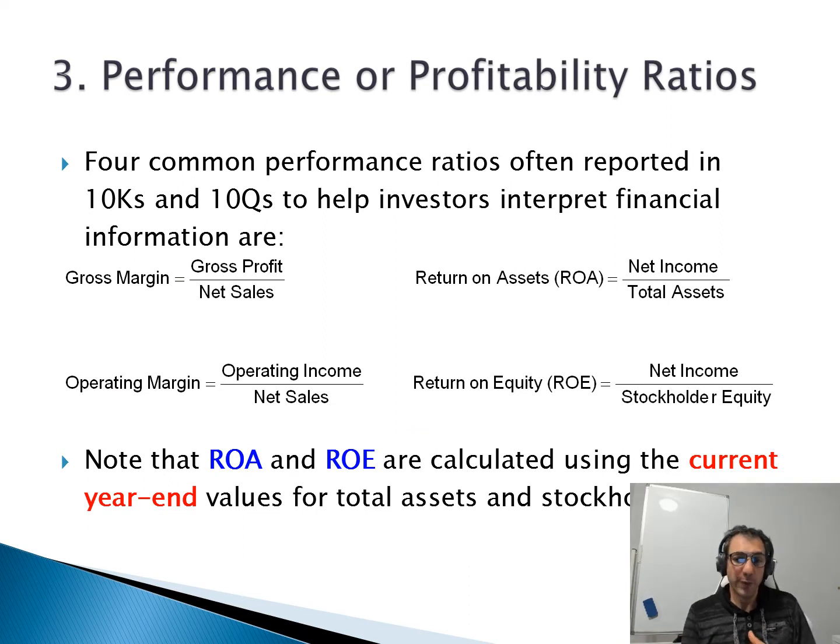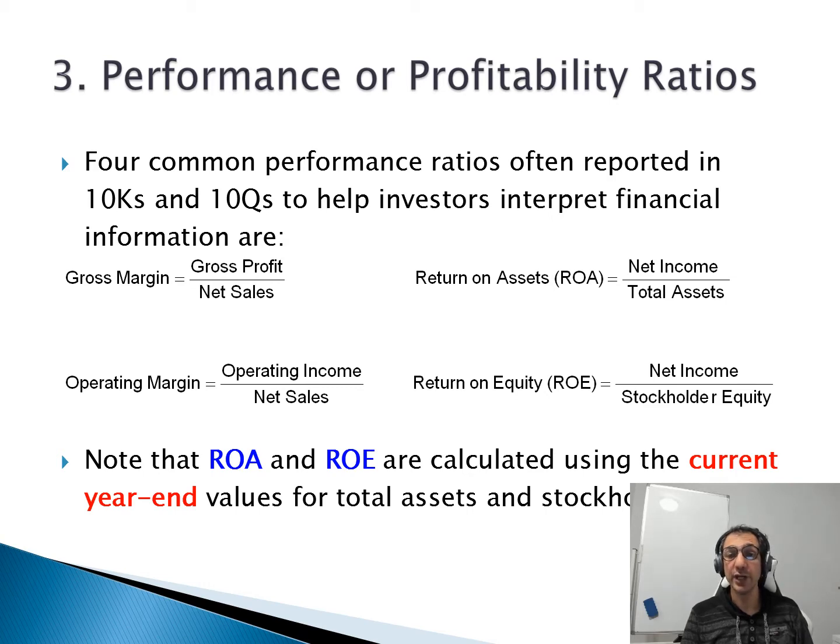Now, some of the investors are very interested in performance or profitability ratios. There are several of them. For sure, these ratios are used to measure the profitability of the company. If these ratios are higher, you expect the company is generating more profit for its shareholders and investors. Gross margin is a very common one. You divide the gross profit by net sales. So a higher percentage means you're generating more money for investors.